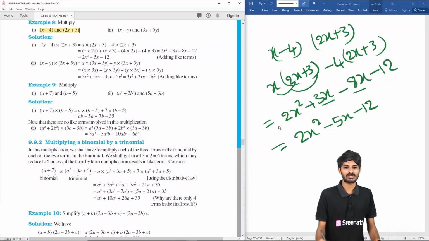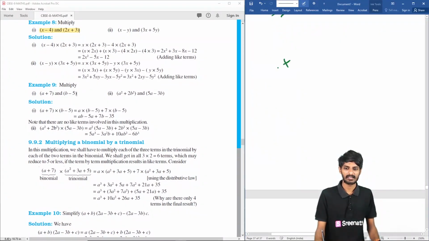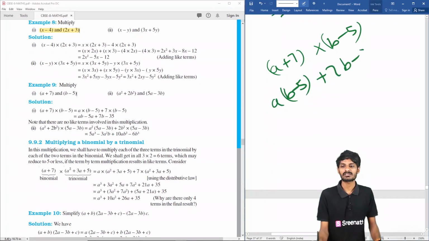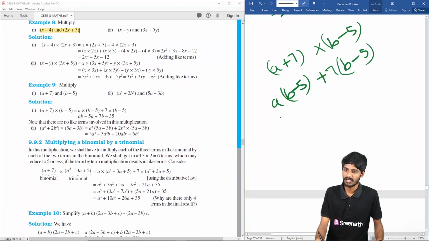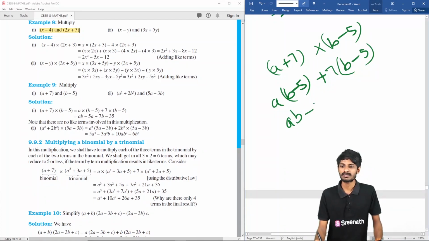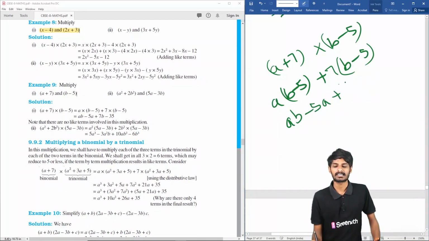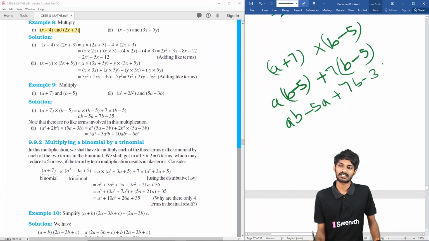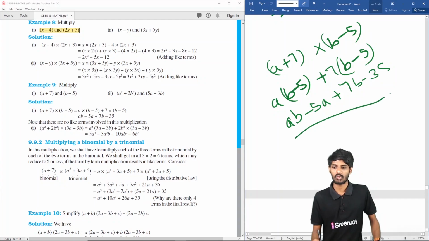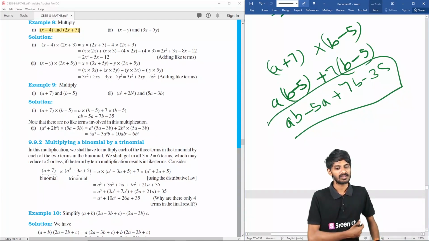If you do this also the same way, that is a plus 7 into b minus 5. Same: a into b minus 5 plus 7 into b minus 5. So it is ab minus 5a, and here it is 7b minus 35. If you see, is there any like terms? No, no like term is there. So that is the answer.